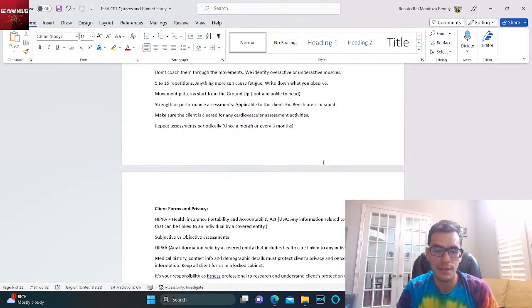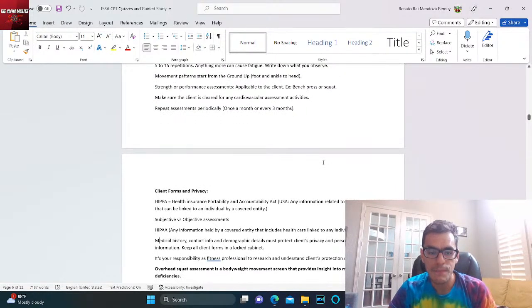Subjective versus objective assessments. HIPAA covers any information held by a covered entity that includes healthcare linked to an individual: medical history, contact info, and demographic details. You must protect clients' privacy and personal information. Keep all of the client forms in a locked cabinet.